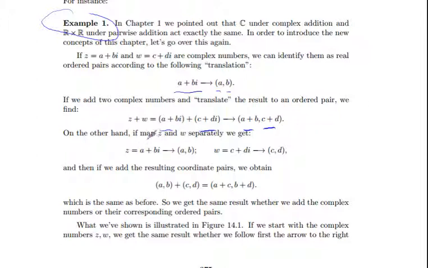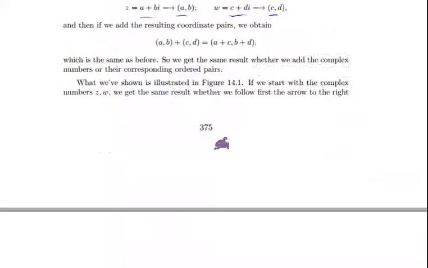And if you think about this mapping from complex numbers to pairs, we can accomplish this mapping in two different ways. We can add the two complex numbers and get the result, or we can take each complex number separately to a pair and then add the pairs that we result with. That's illustrated in this diagram.